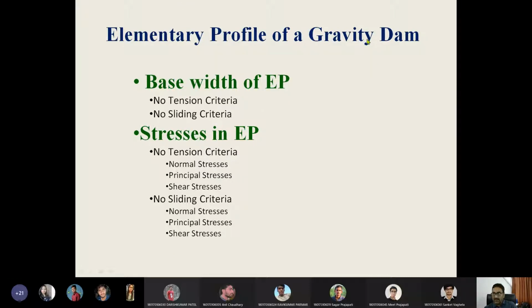We need the base width of the elementary profile. We will first understand what the elementary profile is, then the base width of the elementary profile, and then we will calculate the stresses in the elementary profile. These stresses would be calculated based on two criteria: that tension is not taking place and sliding is not happening. Three types of stresses, normal, principal, and shear, will all be calculated for these two criteria. So these equations are important.